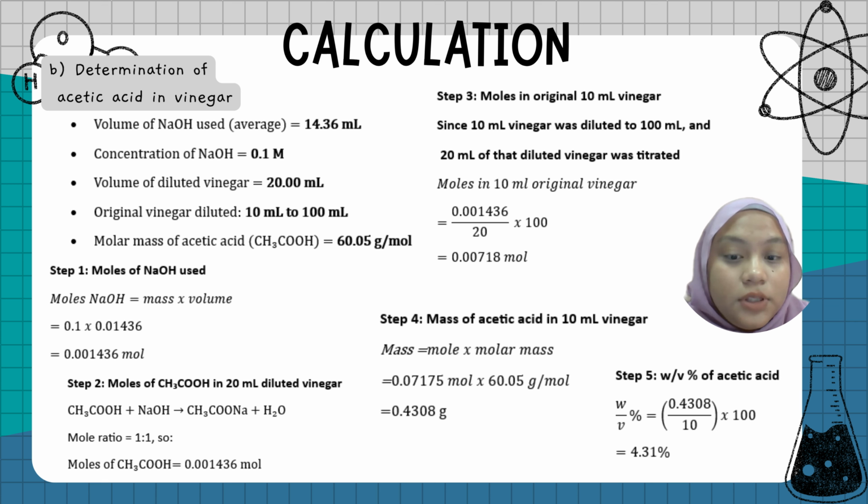Then the fourth step is mass of acetic acid in 10 milliliter vinegar. Mass equals mole times molar mass, so the mass that we got is 0.4308 gram. Then the last step, weight over volume percent of acetic acid. We substitute the amounts. Then the percent that we have is 4.31%.